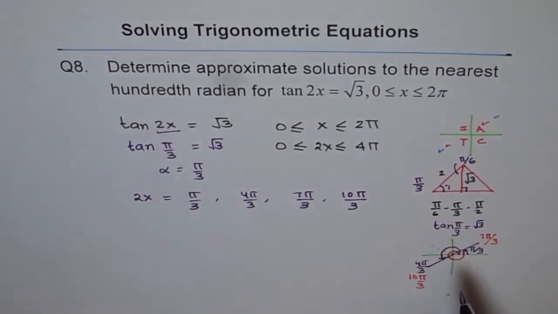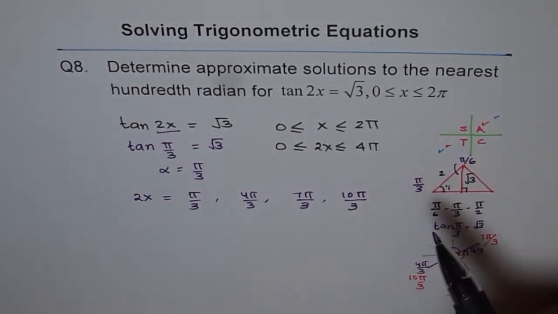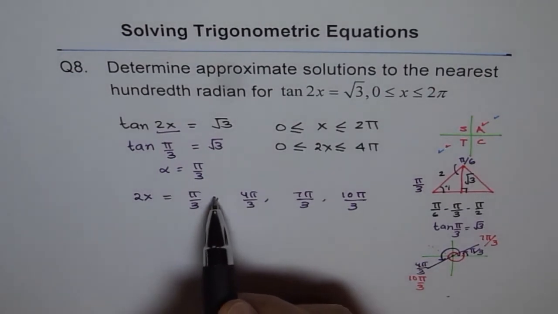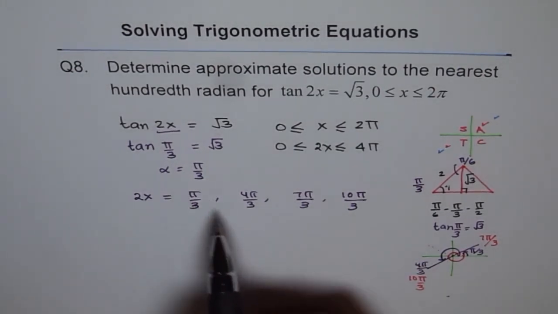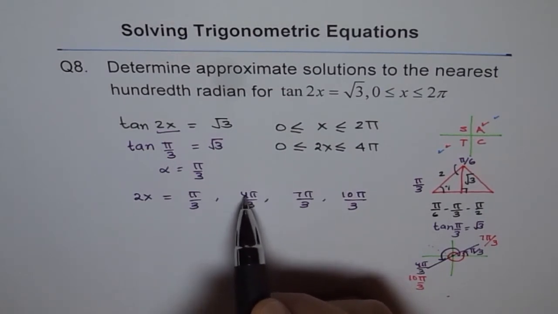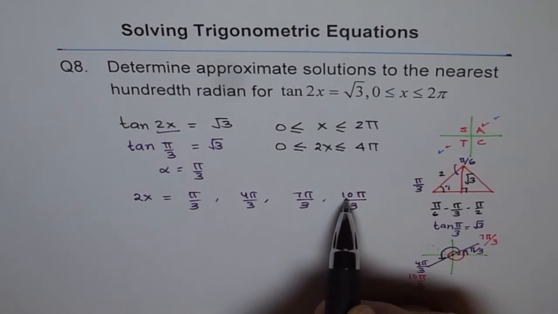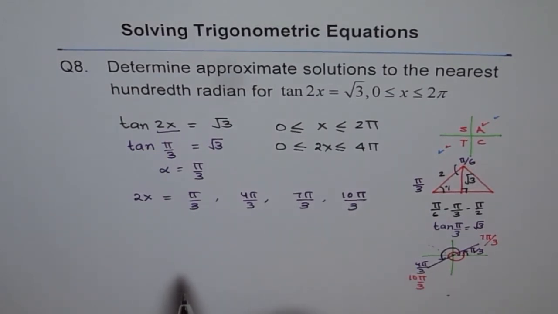Correct? Now, you also know that the time period for tan is actually pi. So keep on adding pi to them. If I add pi to it, you get 3 times 1 is 3, 3 plus 1, 4. 3 times 1, 3, 3 plus 4, 7. Then 3 times 1 is 3, 3 plus 7 is 10. So that's also an easy way of doing it, correct?